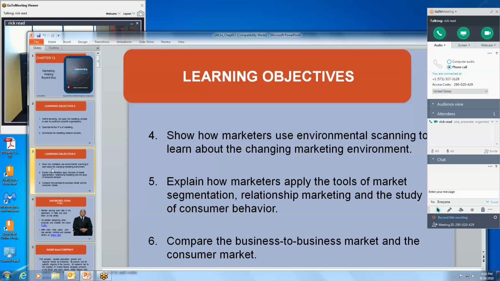Explain how marketers apply the tools of market segmentation, relationship marketing, and the study of consumer behavior. And then we're going to do some comparison here and also later as we go through the marketing chapters, comparing business to business market and the consumer market. All right.